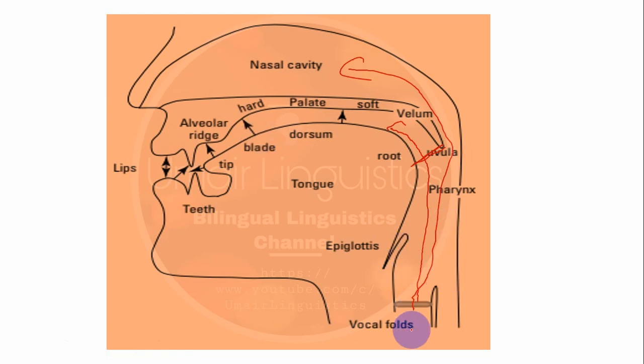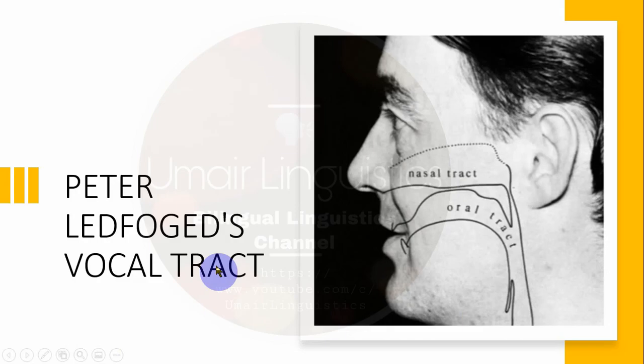So actually this is one of the pictures of the vocal tract. These are the vocal folds, and then this is the pharynx, and this is the mouth. So here we have the articulators. This is the tongue. So this is the vocal tract of Peter Ladefoged himself, and he has also pointed out that this is the oral tract and this is the nasal tract.